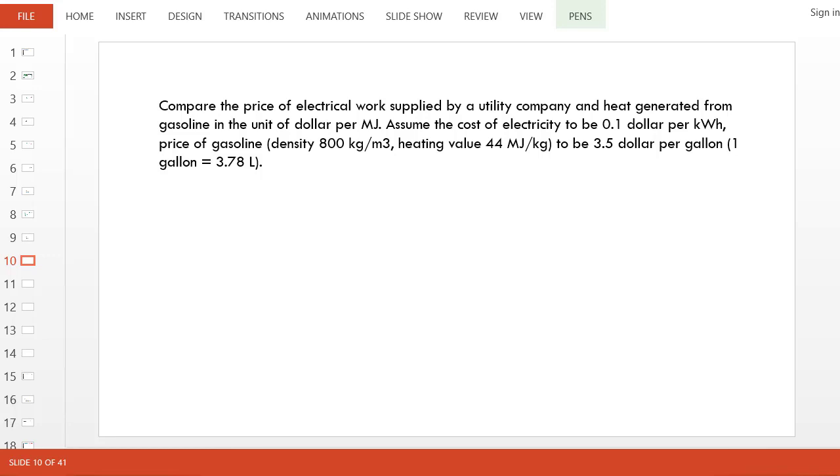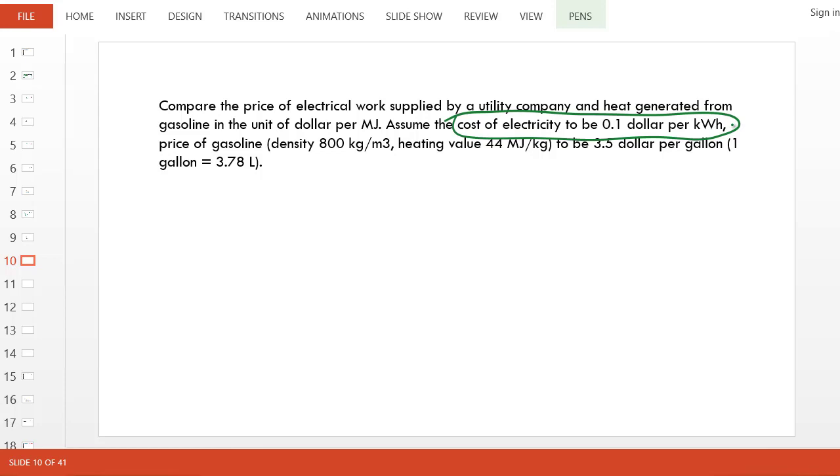Hello and welcome. In this problem, we are going to compare the cost of electricity with the cost of heat. Electricity is sold in units of kilowatt hour. Typically, a utility company will bill you so many cents per kilowatt hour. This is 10 cents a kilowatt hour. That's an exceptionally low price for California. In the middle of the night, probably the rate is like this. In general, it is like 30, 40 cents a kilowatt hour.